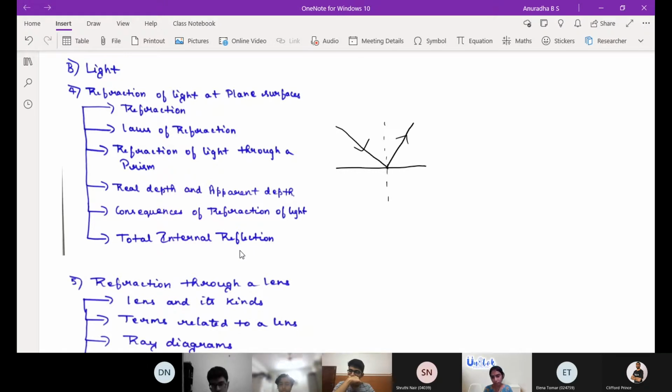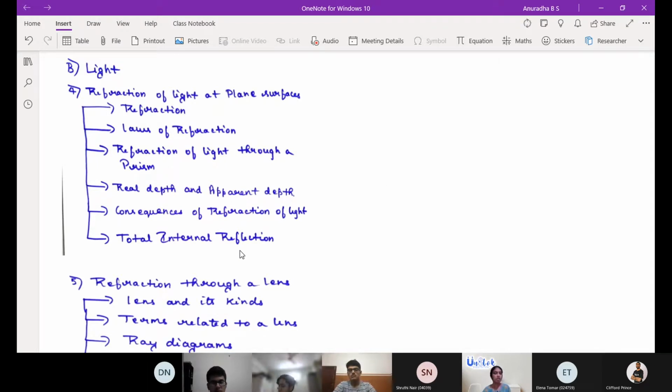When the light ray enters the glass surface, it starts bending. It was in a straight line, but there is some deviation. The light ray bends. This is called refraction. This is a new concept which you will be learning. Don't worry, you will be learning it in detail.